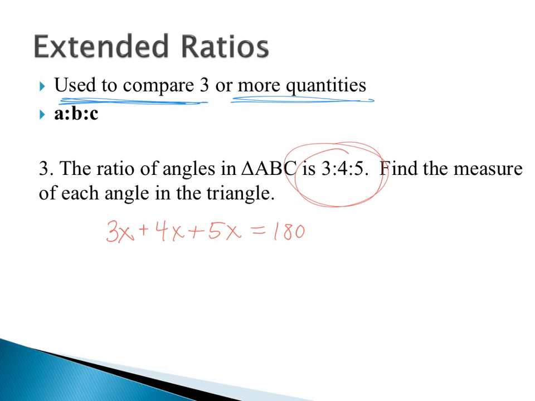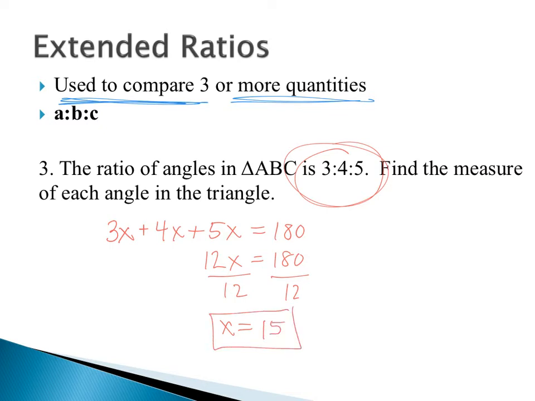Now we have our equation. Now we can solve it. So 3x plus 4x plus 5x, if you combine all of those together, you get 12x equals 180. Divide by 12, x equals, and you might have to type this in your calculator, type in 180 divided by 12, and you should get 15.